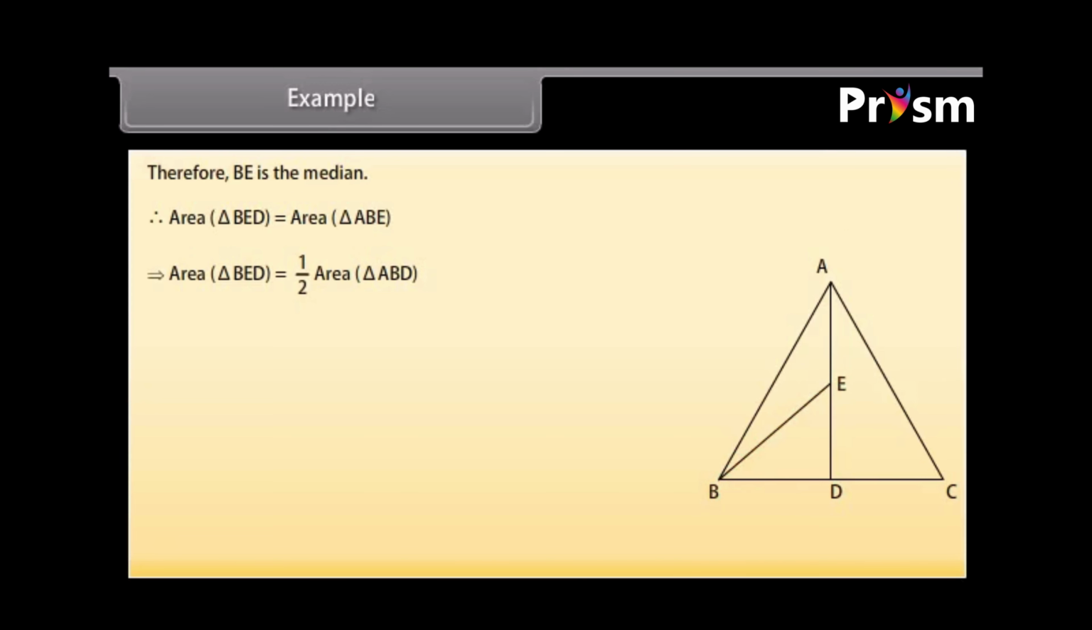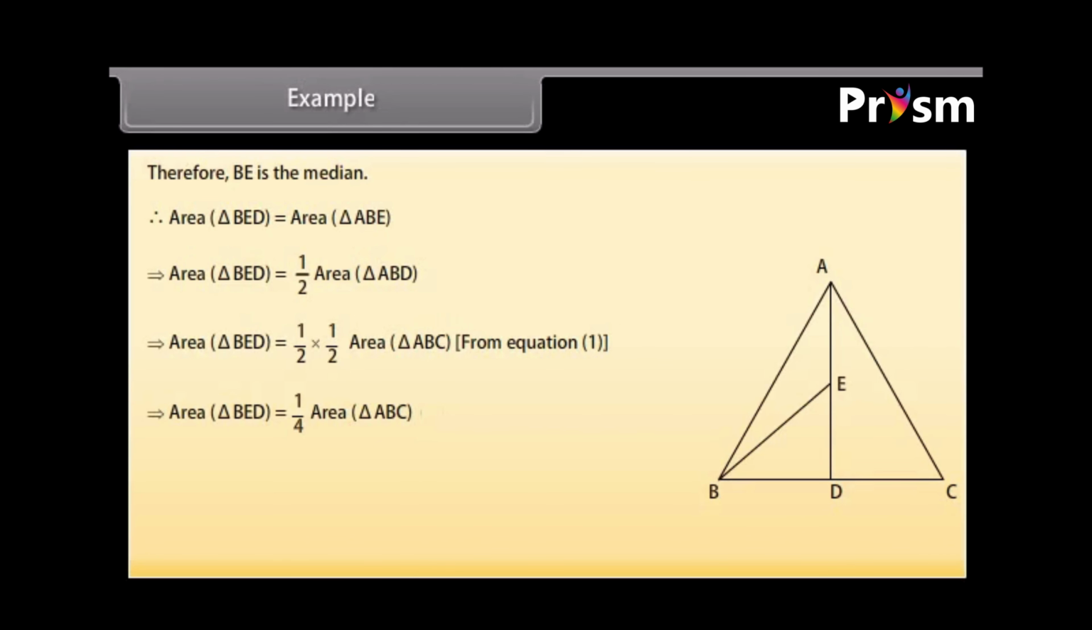In triangle ABD, E is the midpoint of AD, therefore BE is the median. Therefore, area of triangle BED is equal to area of triangle ABE, which implies area of triangle BED is equal to 1 upon 2 area of triangle ABD, which implies area of triangle BED is equal to 1 upon 2 into 1 upon 2 area of triangle ABC from equation 1, which implies that area of triangle BED is equal to 1 upon 4 area of triangle ABC.